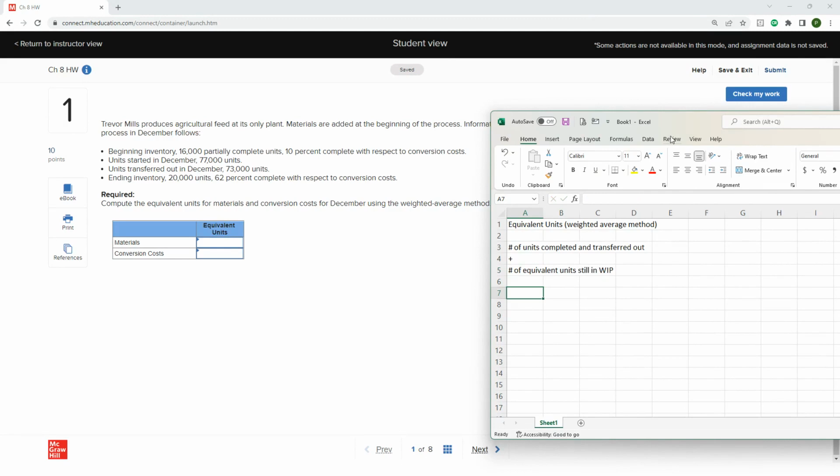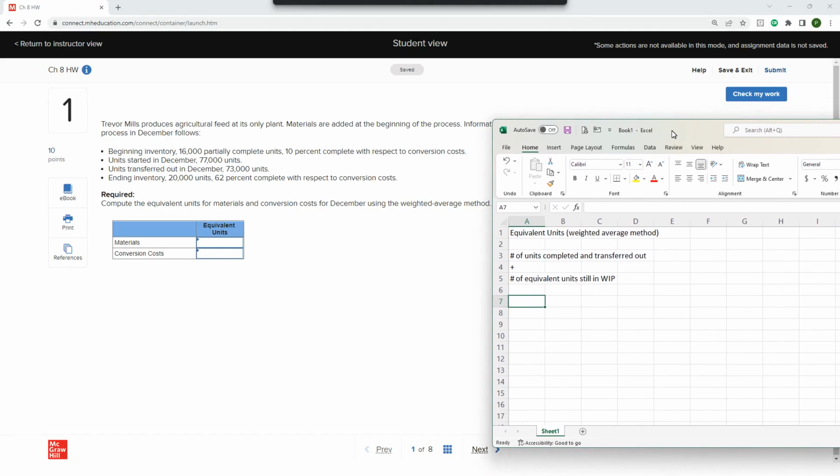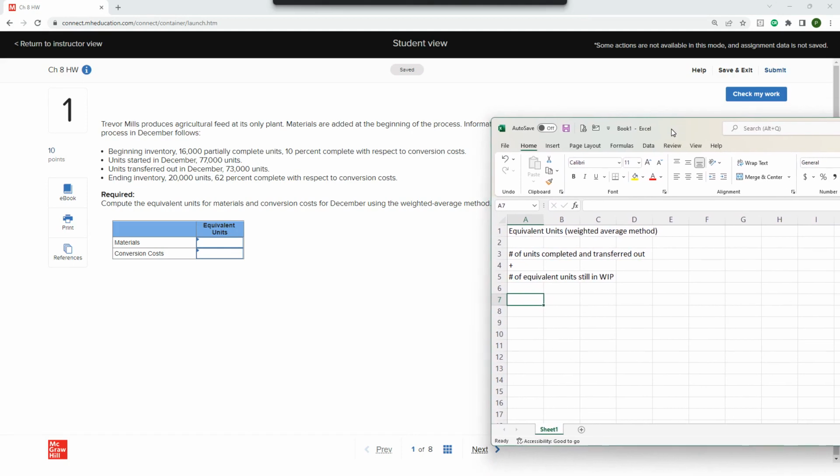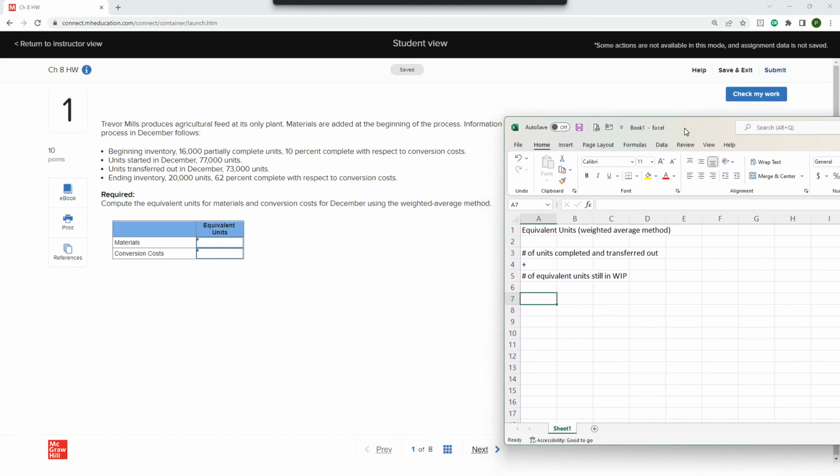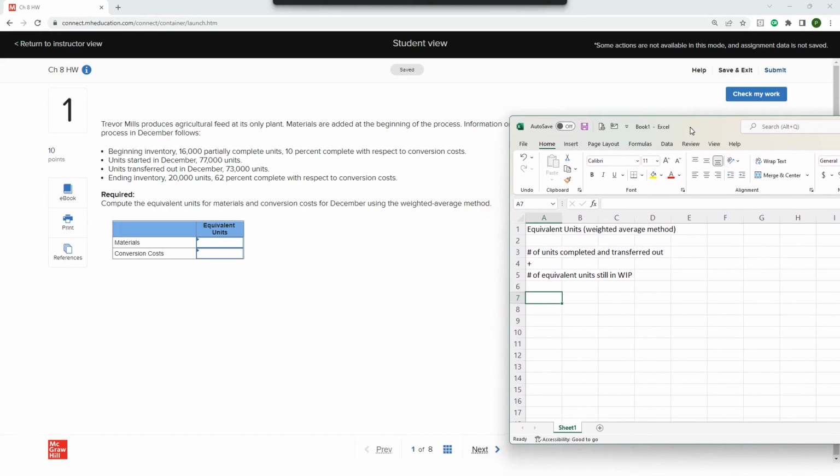Remember that equivalent units is calculated differently between the weighted average method and the FIFO method. So we have to pay attention to which method we're using so that we also know which method we're going to use to calculate equivalent units.